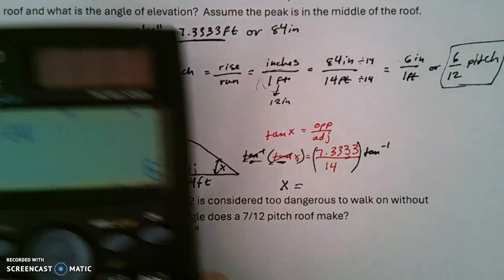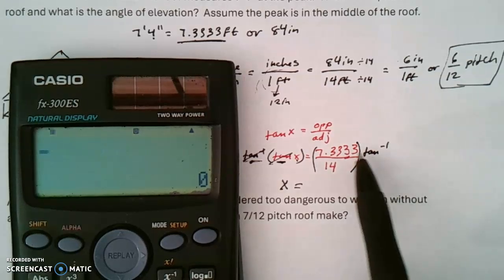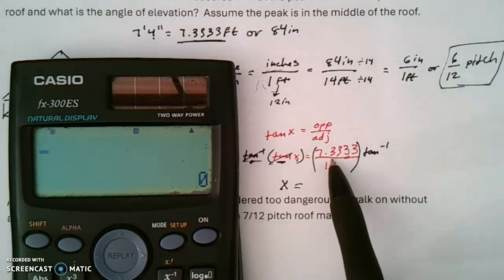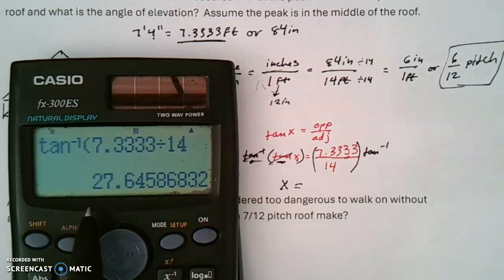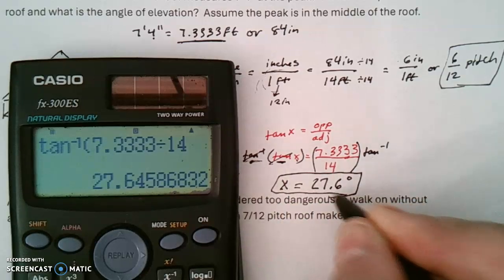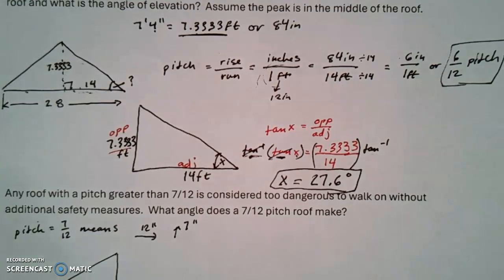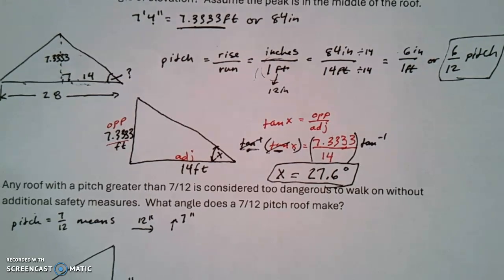On the other side of this, let me grab my calculator here. We're going to type inverse tangent of this divided by this. So inverse tangent of 7.3 repeating divided by 14. And we get 27.6 degrees. Okay, boom, 27.6 degrees. So a 6/12 pitch roof has an angle of 27.6 degrees.